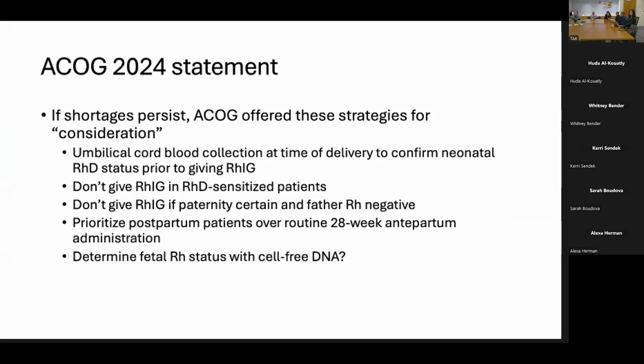So this was the statement. They said if shortages persist, you could consider umbilical cord blood collection at the time of delivery, which is done in most places. Don't give RHIG to RHD sensitized patients. Don't give RHIG if paternity is certain and the father is Rh negative. These are very obvious. Prioritize postpartum patients over routine 28-week antepartum administration, and determine the fetal Rh status with cell-free DNA?